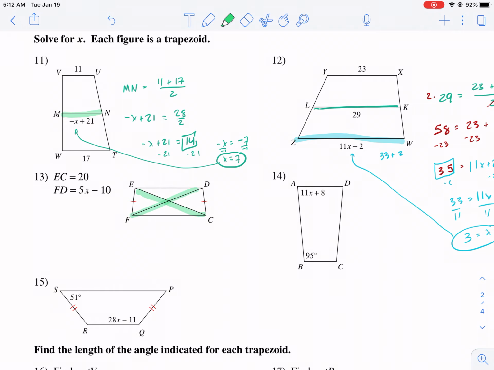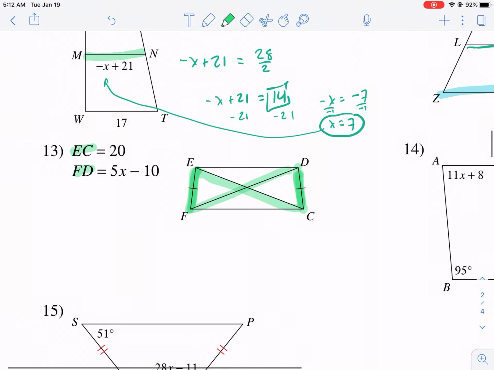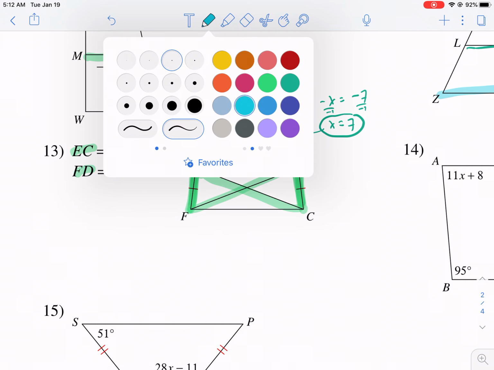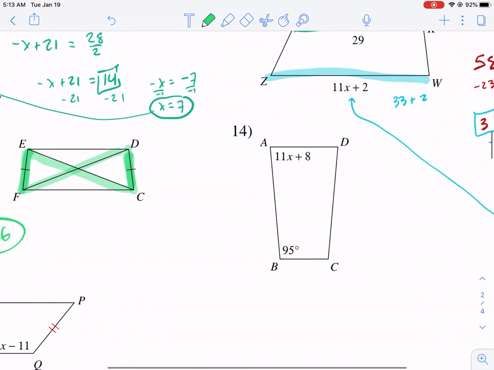So we have these two diagonals are going to be congruent. Only for isosceles trapezoids, it needs to have these two legs congruent. But we know these two are going to be equal to each other, so we're going to set 20 equal to 5x minus 10. We're going to add 10 to both sides to solve for x. Get x by itself. 30 equals 5x divided by 5 divided by 5. We get x equals 6. Okay, asking to solve for x, we're done.